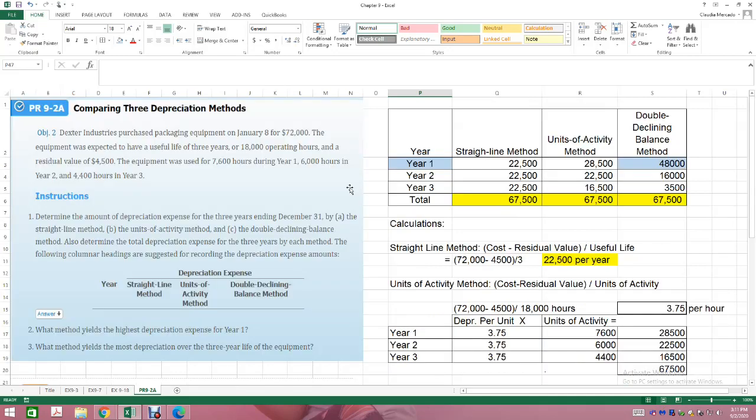Okay, this problem is going to be on your test. That's why I took the time to cover it. It's a little bit challenging, but I've gone over it. All of my calculations are included. If you have questions, don't hesitate to contact me.